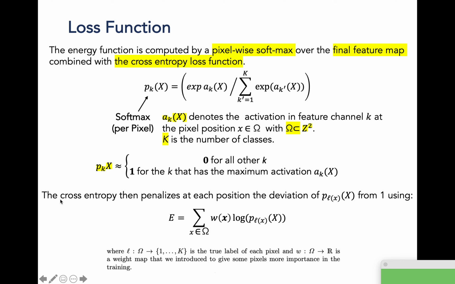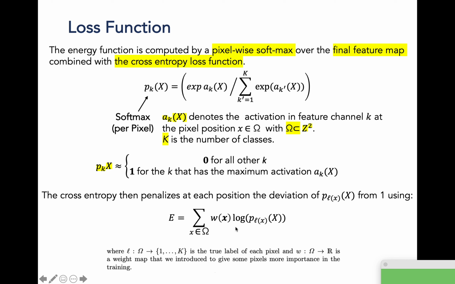So then the cross entropy penalizes, at each pixel position, the deviation of the softmax from 1. So you can see the entropy function essentially is the summation over all of the pixel positions. We have W of x, and we're going to speak to what x is in a second. Then you have the log of this softmax per pixel that we are speaking to.